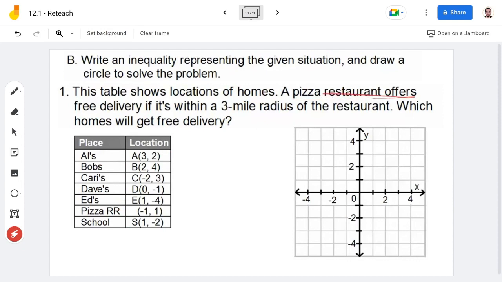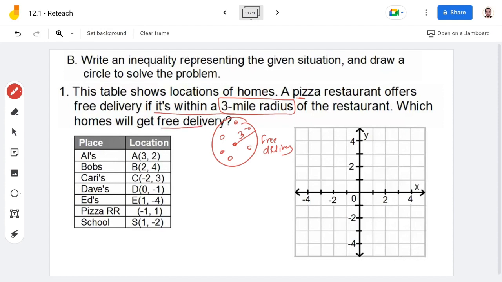A pizza restaurant offers a free delivery. Oh, that's good. We have a free delivery here, if it's within a 3-mile radius. So let's say I have a restaurant and this is the radius, which is 3. Any home inside the radius will have a free delivery. So that's what I can see from the question. Which homes will get a free delivery?